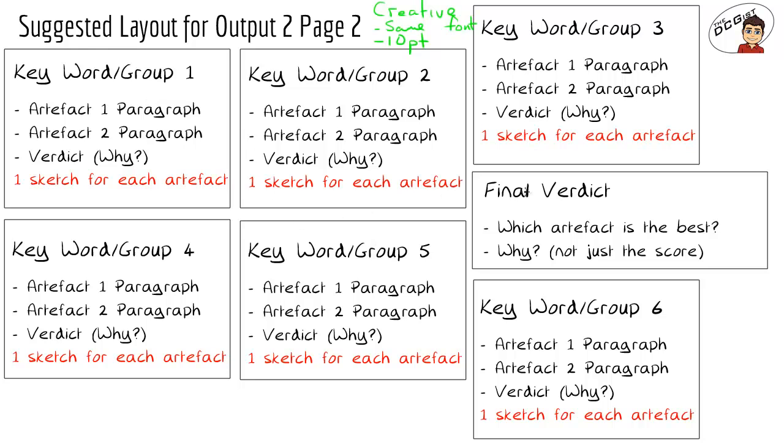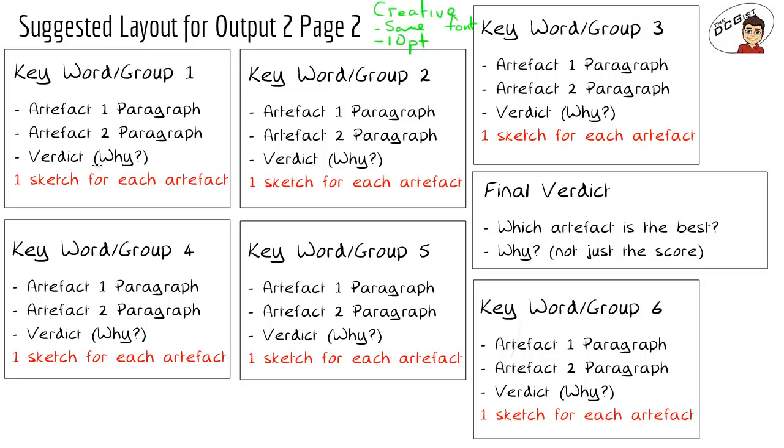Now, we need to make sure that we have 6. If you have a 7th that you want to put in, that'd be great. Just find a space for it somewhere on the page. So in each one of these boxes, we'll see what we need to put in for each keyword or group that we're comparing under. We first need to put in a paragraph about the first artifact. That's just talking about how the keyword or group of keywords is shown in your artifact 1. Then the same for artifact 2. And then we do the comparison and we think about why.